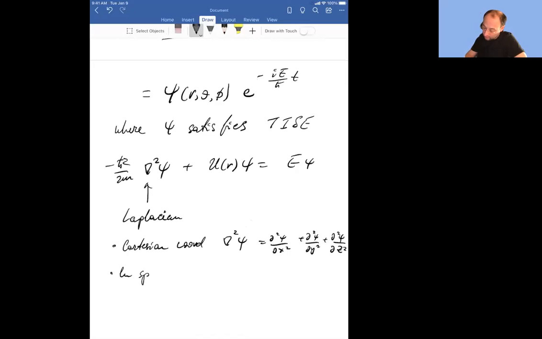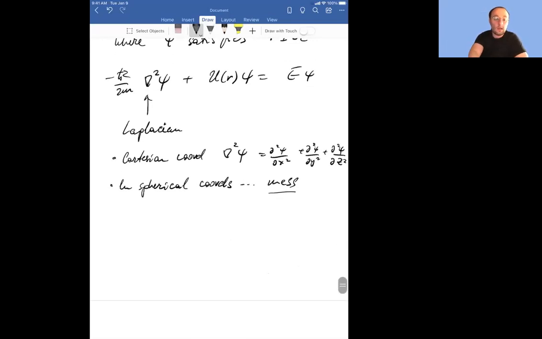In spherical coordinates, it's a mess. It's very complicated. So I will spare you that. You would write down the Laplacian in spherical coordinates, and this would involve a bunch of derivatives with respect to r, theta, and phi. Well, so far so good.